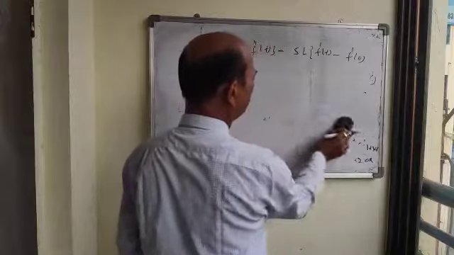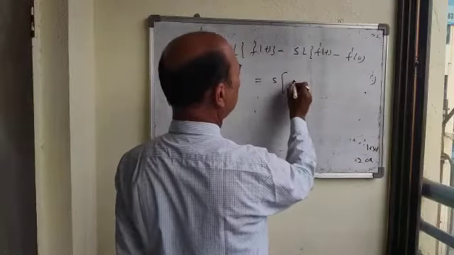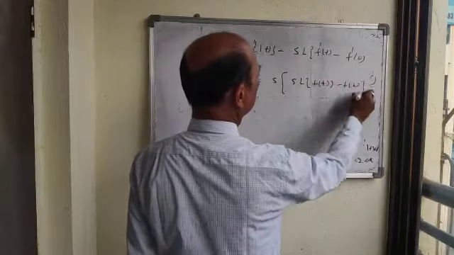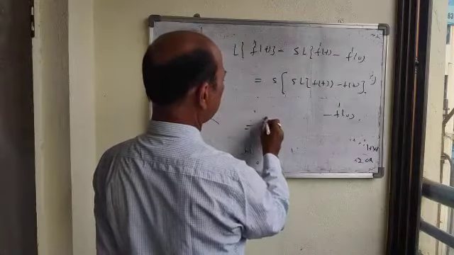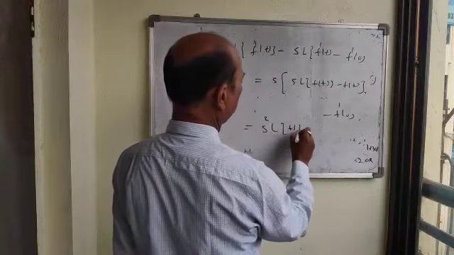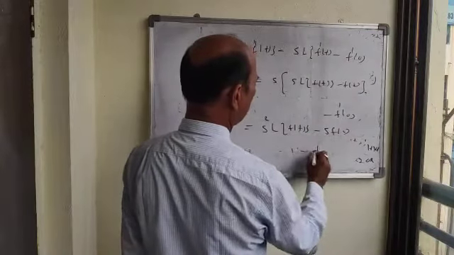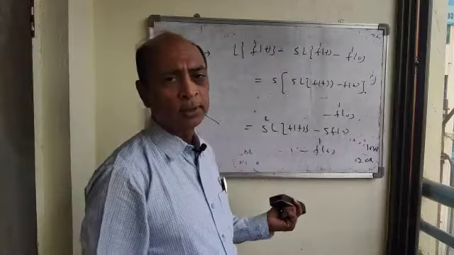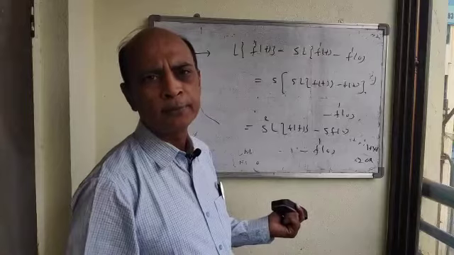Now here again we can repeatedly use this, that is s into L of f dash t, that is s L of f of t minus f of 0, and minus f dash of 0. So the result will be s square L of f of t minus s f of 0 minus f dash of 0. So this is the result for the Laplace transform of the second order derivative of f of t.